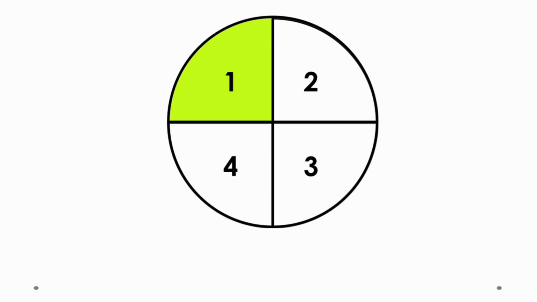The fractions are represented by placing numbers above and below a line. We write the number of total parts below the line, which is 4 in this case. And we write the number of shaded parts above the line, which is 1 in this case. So the fraction that we get here is 1 by 4.